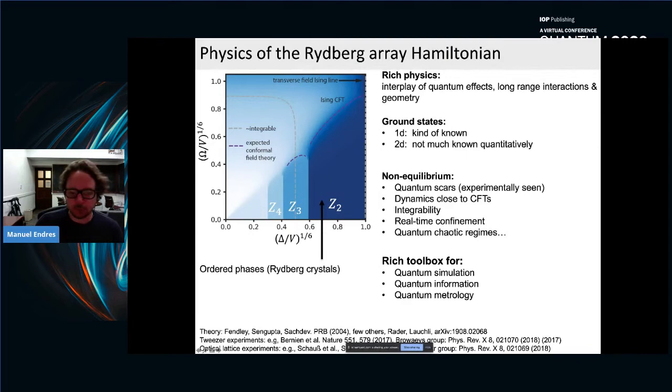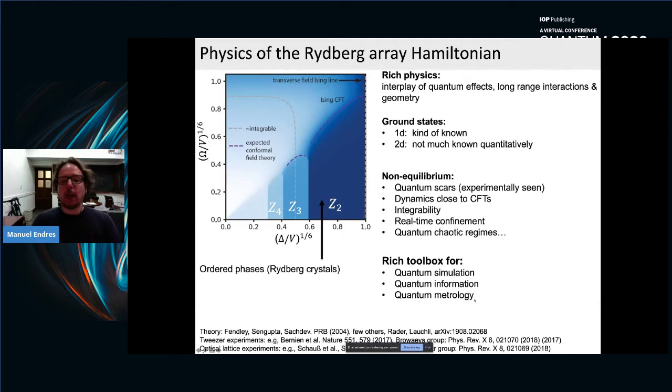here by Lechner, which has, I think, the most precise description of this physics. And in 2D, already the ground state physics is not much known quantitatively. There's extremely rich non-equilibrium behavior here, like from conformal field theories to integrable lines, confinement effects, chaotic regimes. So you can find pretty much everything in here. And more generally, this Hamiltonian is a rich toolbox for quantum simulation, information and also metrology, as I will come back to in the end, if you have a bit more control.